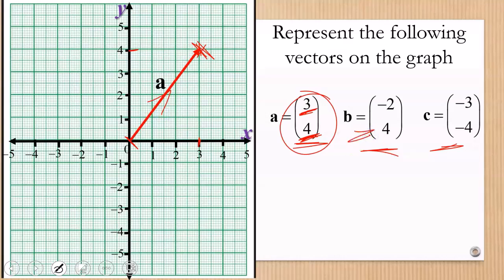Then B says -2, 4. That means from the origin we move to -2 and then we move positive to 4. So it will meet here. Then we join our line to that, and that is the vector B. Then vector C says -3, -4. So from the origin, I'll move -3, then I'll move -4. And that also meets here. So then I join that, and I get my vectors represented graphically.